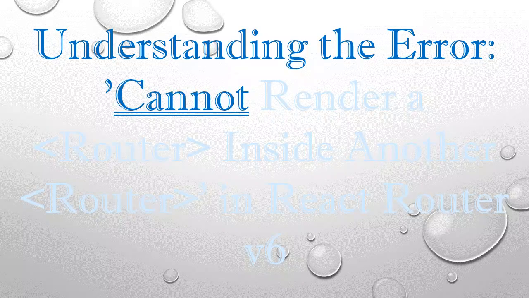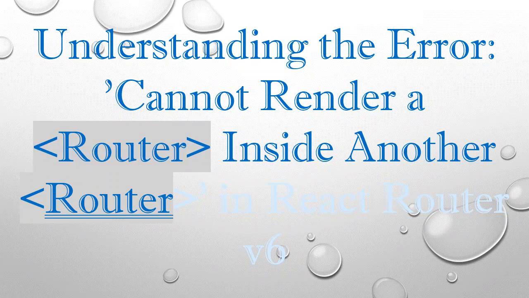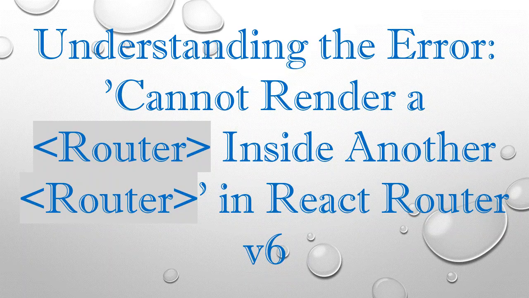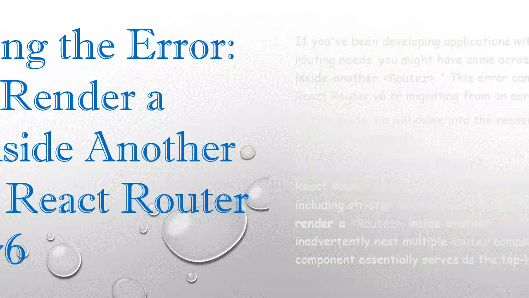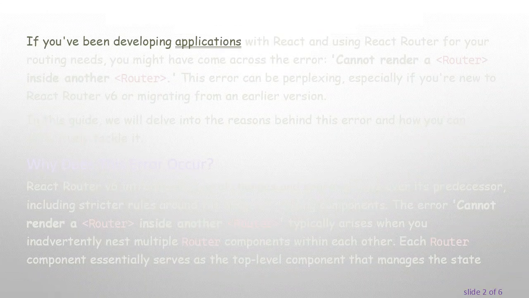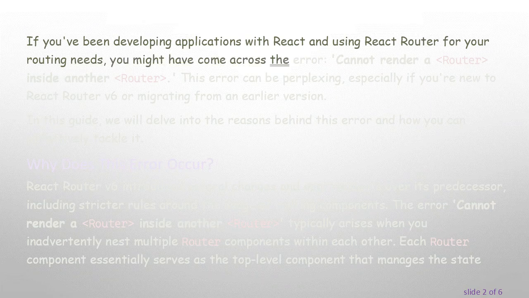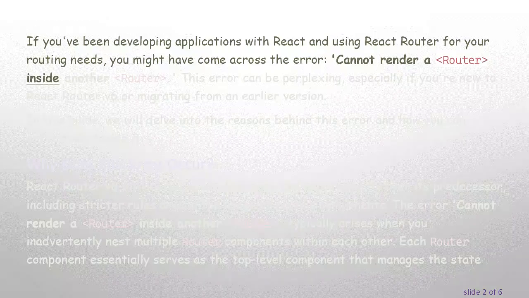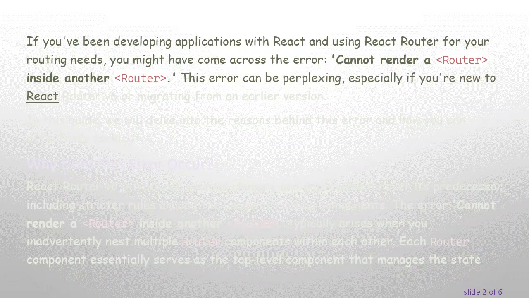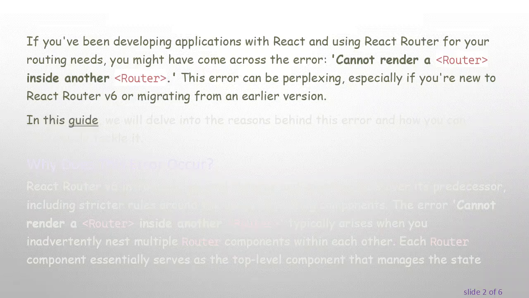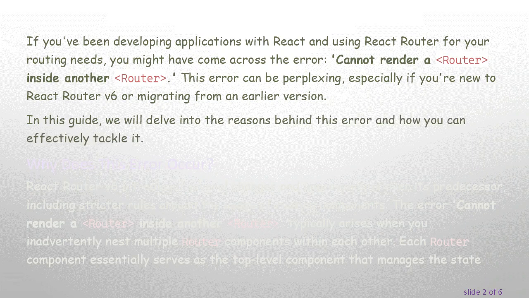Understanding the error, "cannot render a router inside another router" in React Router v6. If you've been developing applications with React and using React Router for your routing needs, you might have come across the error, "cannot render a router inside another router." This error can be perplexing, especially if you're new to React Router v6 or migrating from an earlier version. In this guide, we will delve into the reasons behind this error and how you can effectively tackle it.